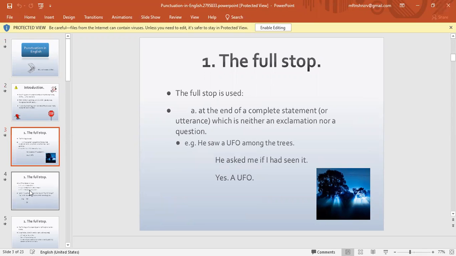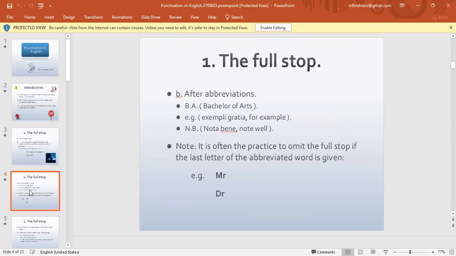The full stop is used after abbreviations. For example, B.A., Bachelor of Arts; e.g., exempli gratia; N.B., nota bene, note well. Note, it is often the practice to omit the full stop if the last letter of the abbreviated word is given. For example, Mr, Dr, with or without a full stop.